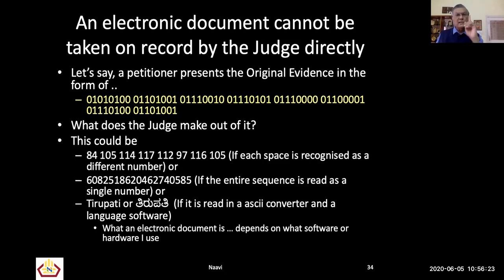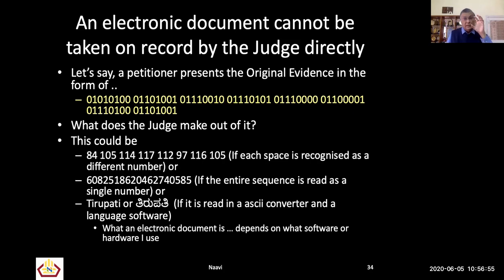...which means that a single electronic document has multiple interpretations, each of which is true based on the type of conversion which the person has adopted. If I use a binary to number converter, I will get some number. If I use a binary to text converter, I will get a text. If I know a language, I will say this is Tirupati. If I don't know the language, I say it is just some jumble of figures.